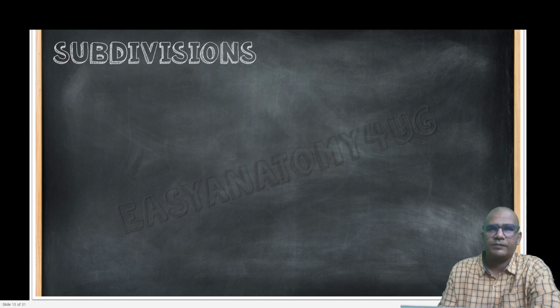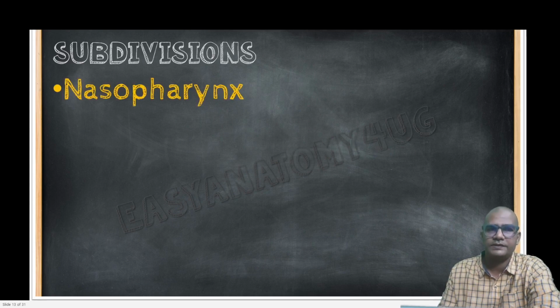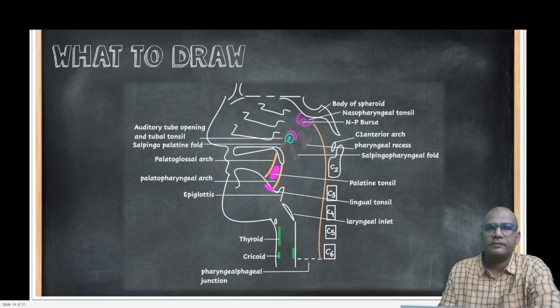What are the subdivisions? Right from the beginning, we have been repeating the subdivisions many times. These are nasopharynx, oropharynx and laryngopharynx. Now what exactly is to be drawn? We have to draw this diagram. This diagram is the crux of this topic. If you draw this diagram, if you practice this diagram, the main bulk of the pharynx is over.